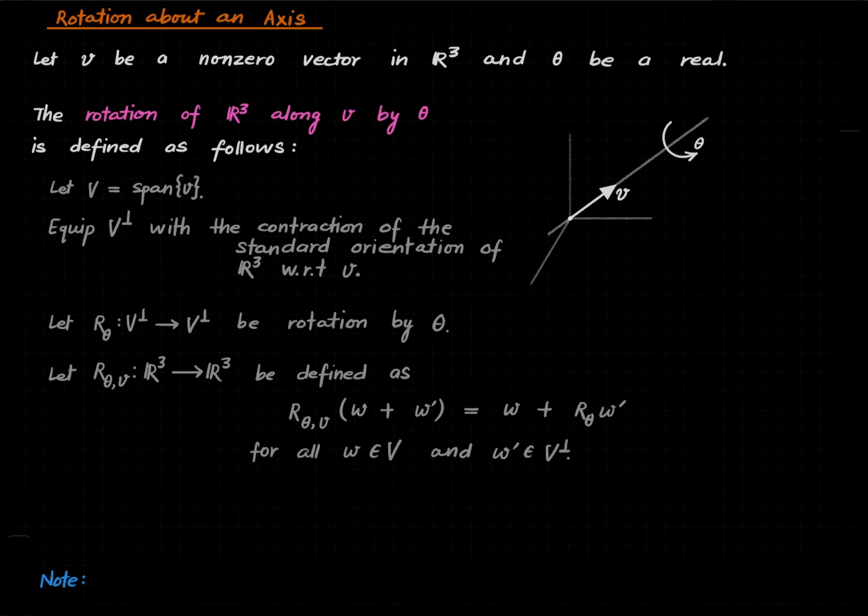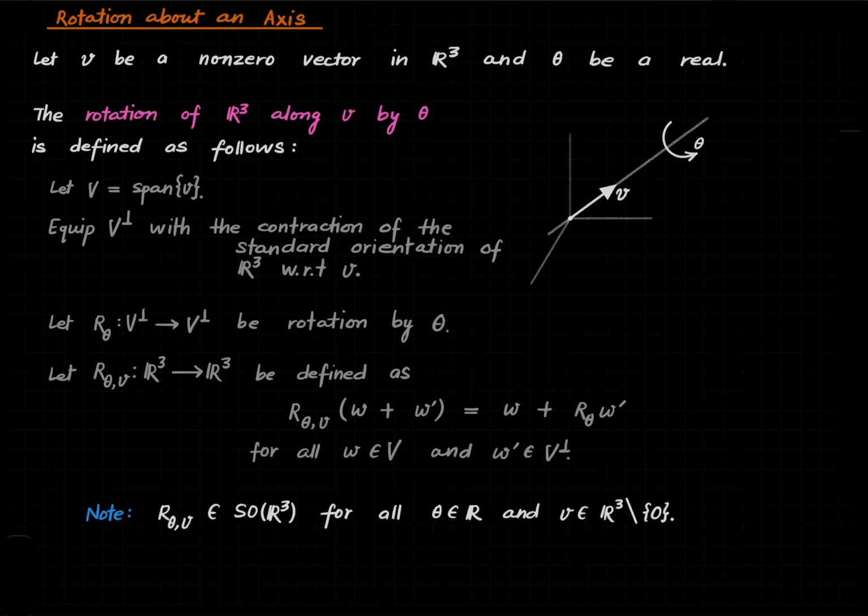And note that this thing belongs to the special orthogonal group of R3. Why is that? Well, first of all, it preserves inner products. That is very, very clear from this particular line. I leave you to check that it preserves inner products. It is important that W is in V and W prime is in V perp, so use that fact. All right. So the fact that it is in the orthogonal group of R3 is very simple and very clear.